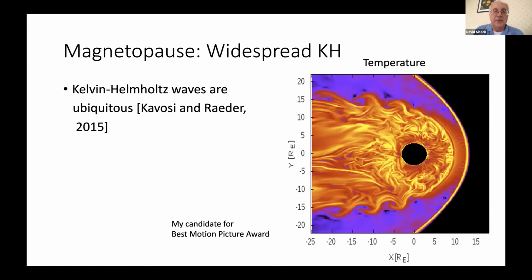My favorite picture in this talk, Kelvin-Helmholtz waves. Surprisingly far more prevalent than anyone would have thought. And here they are, ripples on the flanks of the magnetosphere, ripples that Cavosi and Rader reported were present far more often than anyone would have thought, almost always.